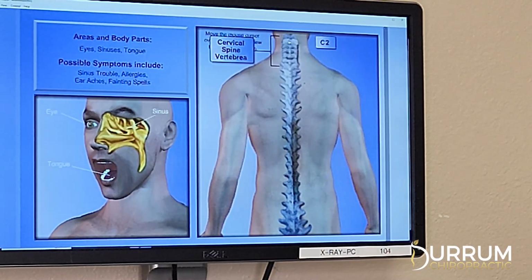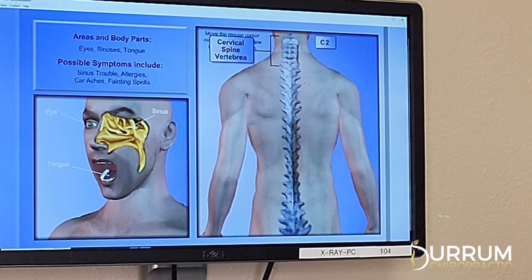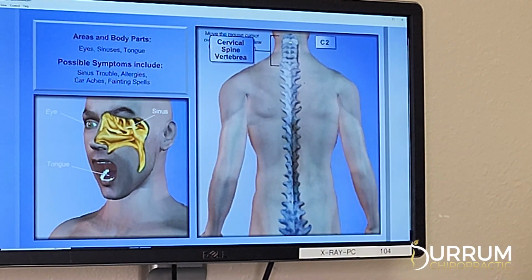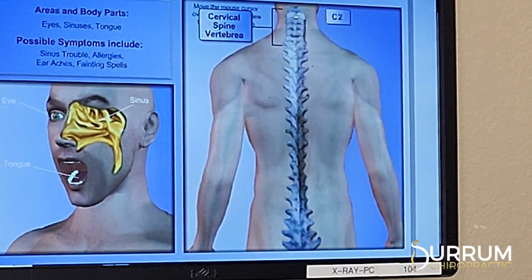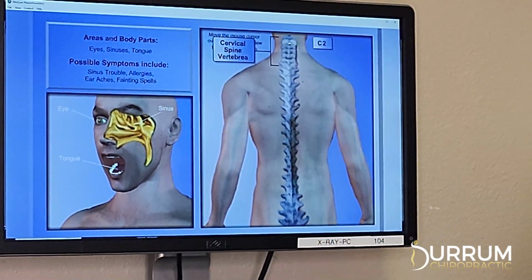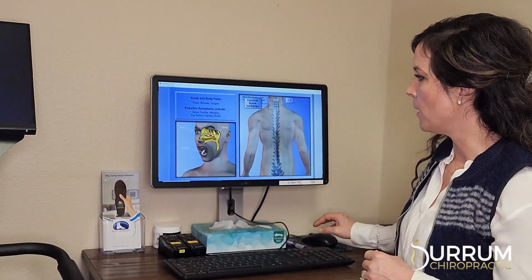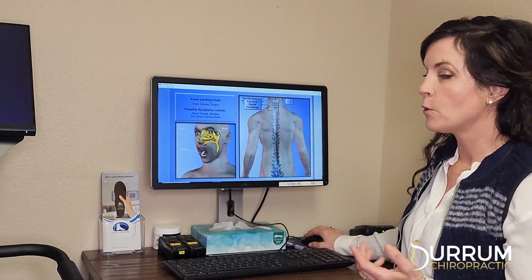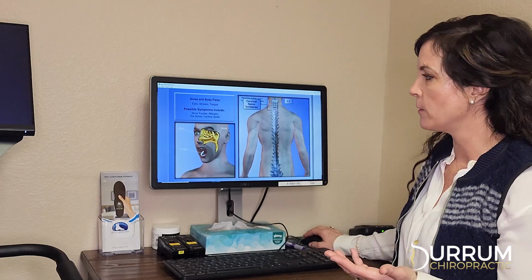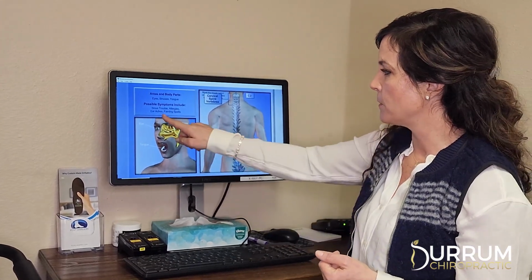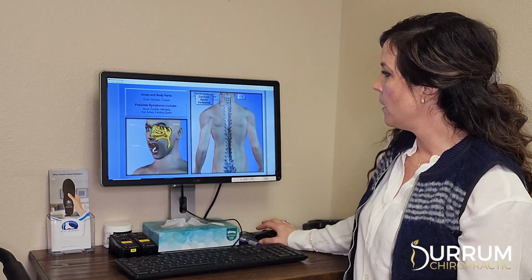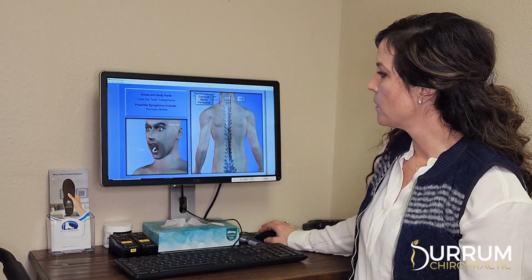As we work our way down the cervical spine here at C2, these nerves go to the eyes, sinuses, tongue, so it can impact your vision. Sinuses, again, we're talking allergies, sinuses. We as East Texans, we know that's a big issue around here. All right. In children, earaches, or even in adults, excessive wax production, and fainting spells. That's certainly not something to take lightly. We've seen that in a few different patients over the years.